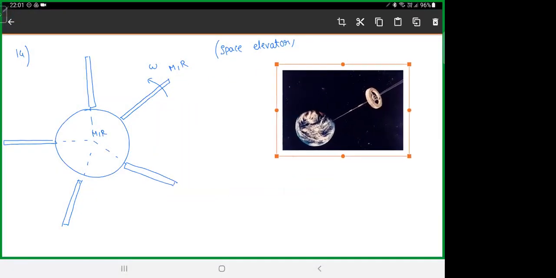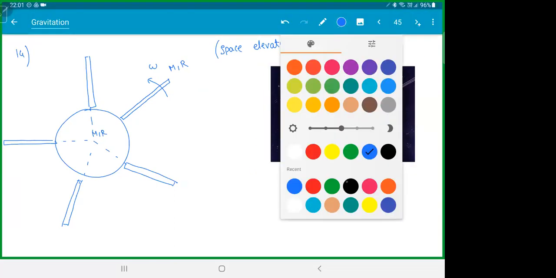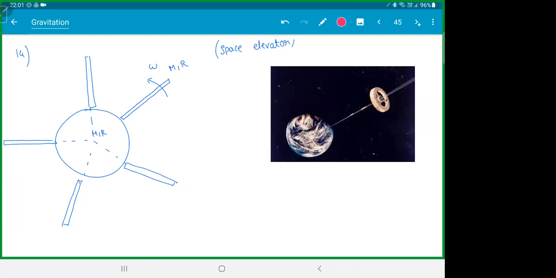There, it kind of looks like this. So the whole idea is what? When this thing is rotating, the centrifugal force will balance the attraction. It means you don't need anything to keep it on. The centrifugal force will balance the attraction. So if you can rotate with a certain speed, this whole thing will remain in equilibrium just above the earth's surface.